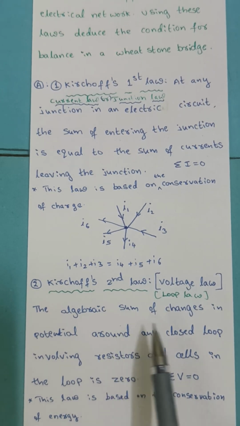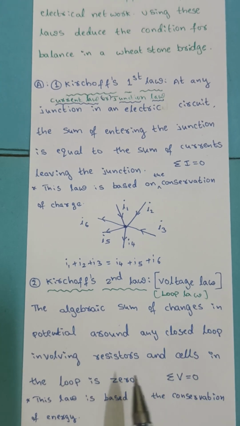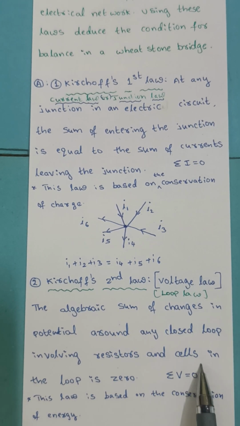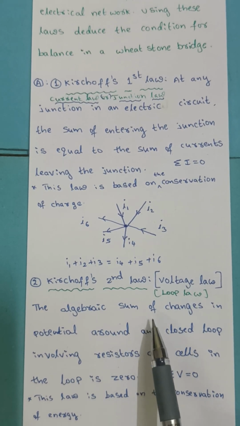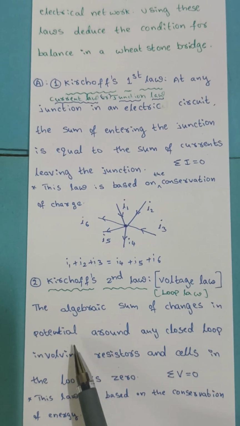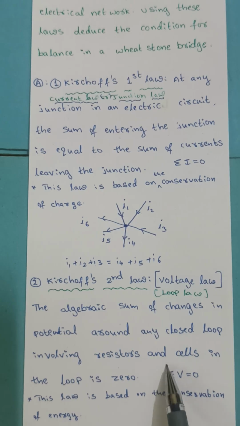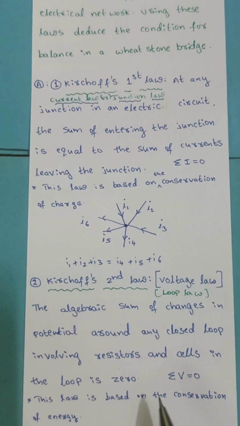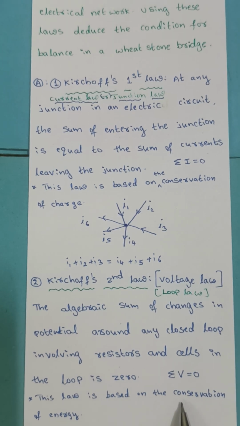The algebraic sum of changes in potential around any closed loop involving resistors and cells in the loop is 0. That is sigma V is equal to 0. This law is based on the conservation of energy. So we will discuss clearly in another question.